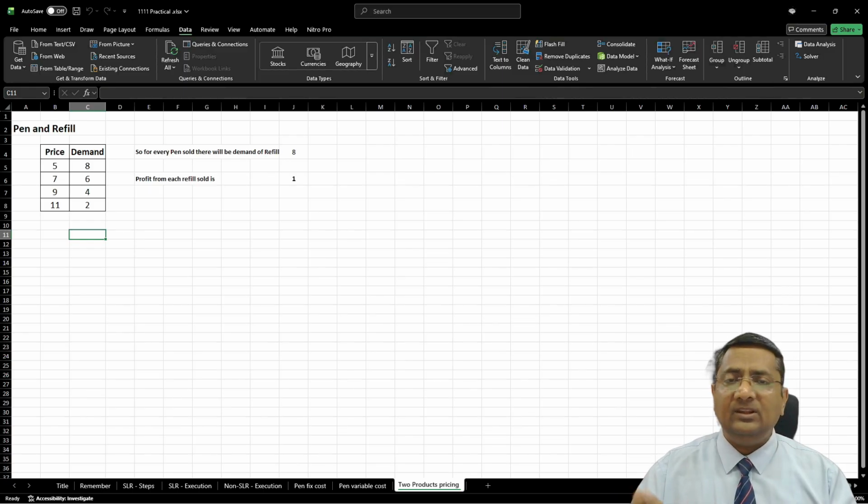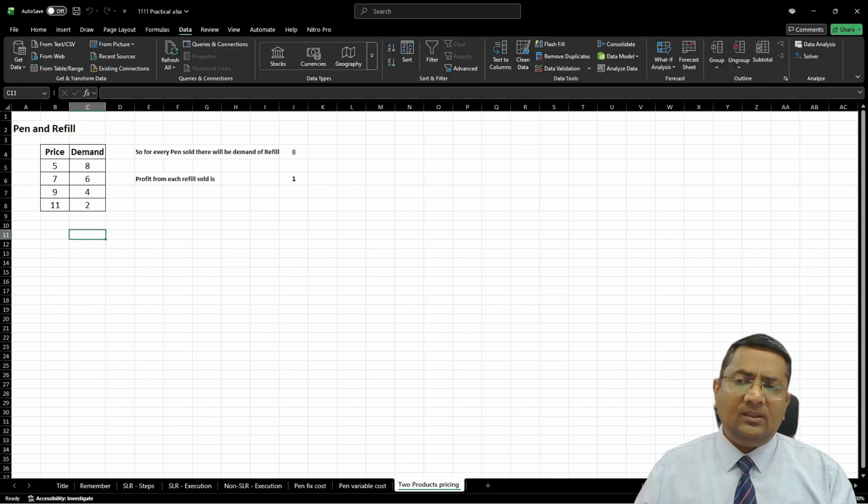Another example may be the razor and a blade. Every blade cannot be fixed on the razor. So when you sell the razor, automatically the person will buy the blades from the same company which fit with the razor. So when we sell one product, it also affects the sale of others. Now let's take the example of pen and refill.